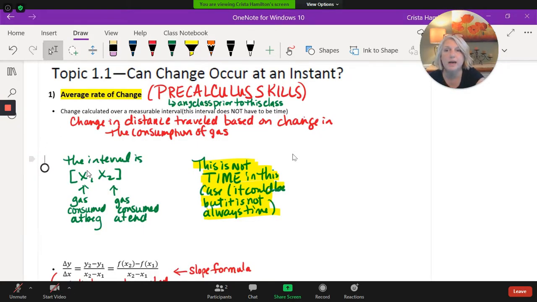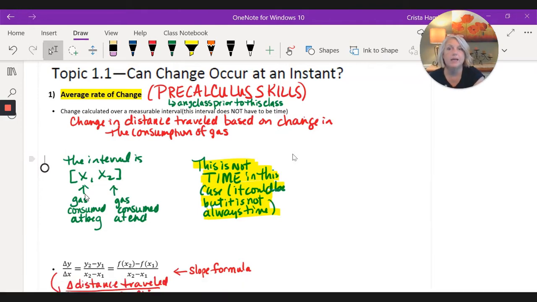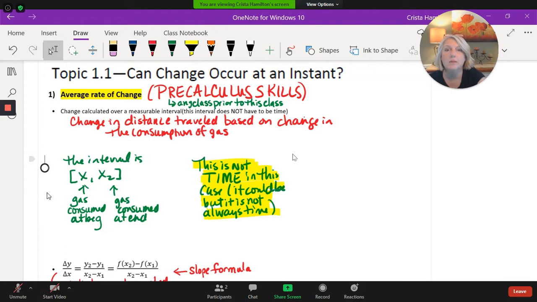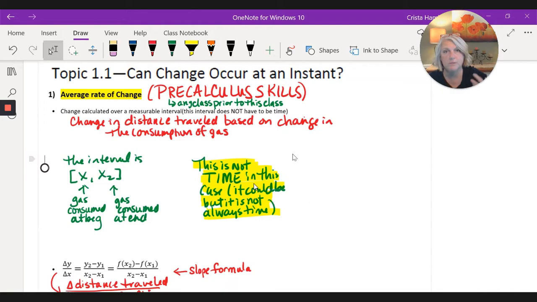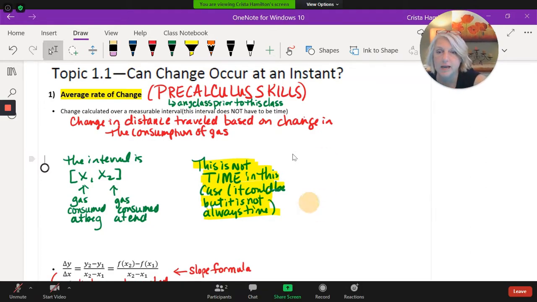Our interval goes from the first x to the second x, and that first x is the gas you had consumed at the beginning of that time frame, and then how much gas you had consumed by the end of that. So we're looking at the difference in gas consumption on that trip. And notice that, again, this is not time. So don't force something to always be time. Pay attention to what your units are on the x-axis and the y-axis.